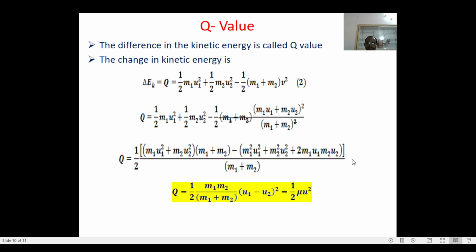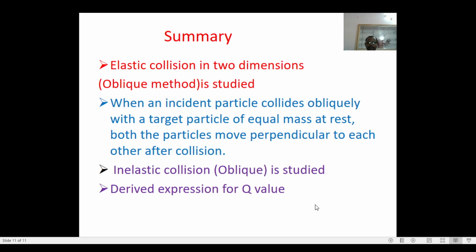Now cancel the terms which cancel out. Finally, I will get Q is equal to half into m1 m2 divided by m1 plus m2 into u1 minus u2 whole square. Now I will call this mu. m1 m2 divided by m1 plus m2 is taken as mu. Now I can write Q is equal to half mu u square.